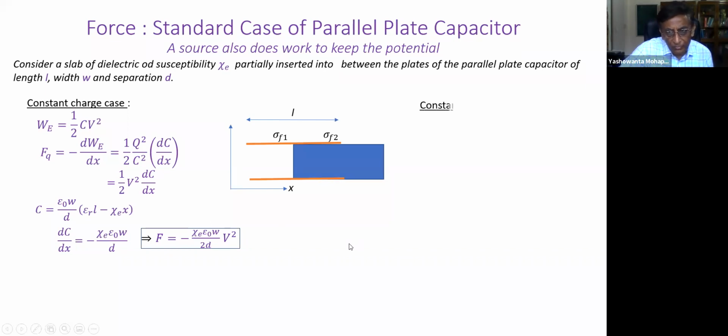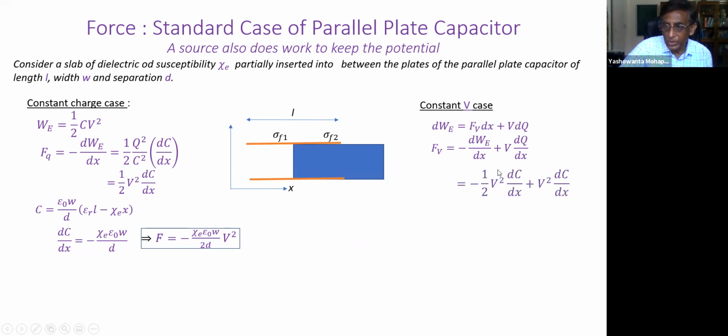So let's look at the constant V case. Okay, dWe, I have to take into account V dQ from the source. Total electrical energy: F_V dx plus V dQ. So F_V I now replace by minus dW by dx, by just differentiating.